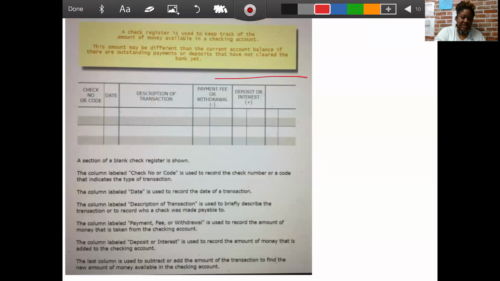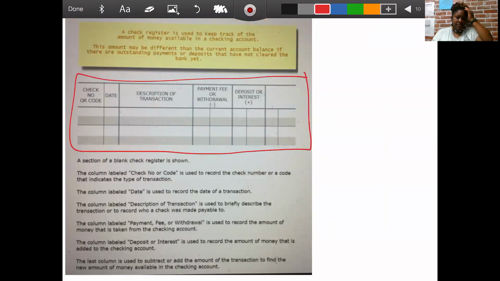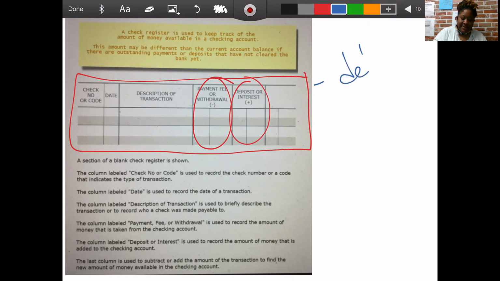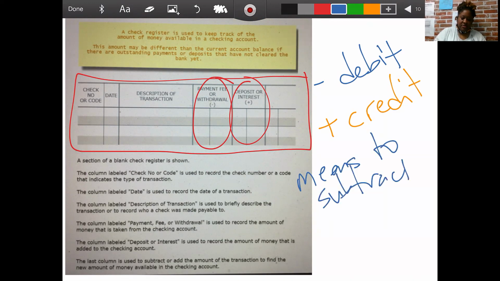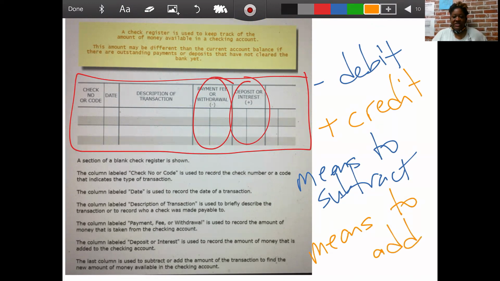Okay, now I do need you to, this is probably going to be on your final. Okay, I think it was actually on your 5th grade one. This is called a check register. The main parts of this are these two columns, okay? So the minus sign is the debit. The plus sign is the credit. So of course, when you see the minus, the debit, it means to subtract. The plus sign means to add, okay? So the debit means to subtract, the plus sign means to add.